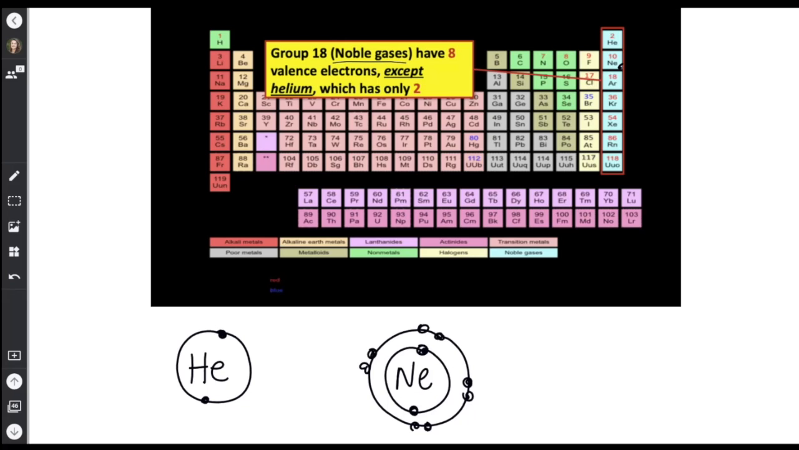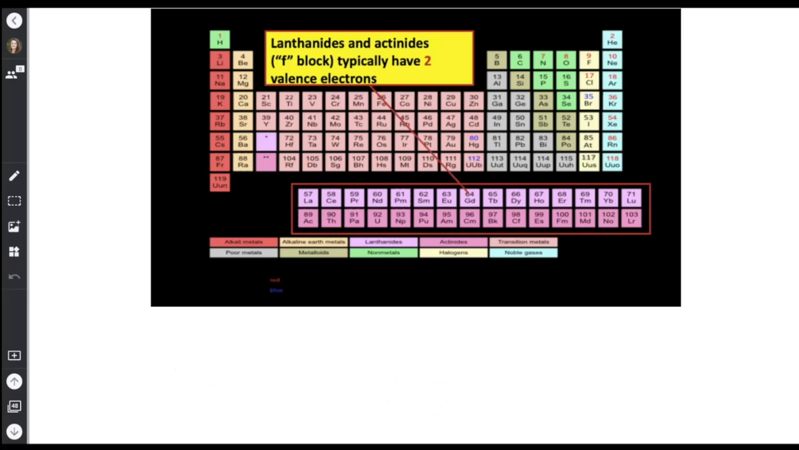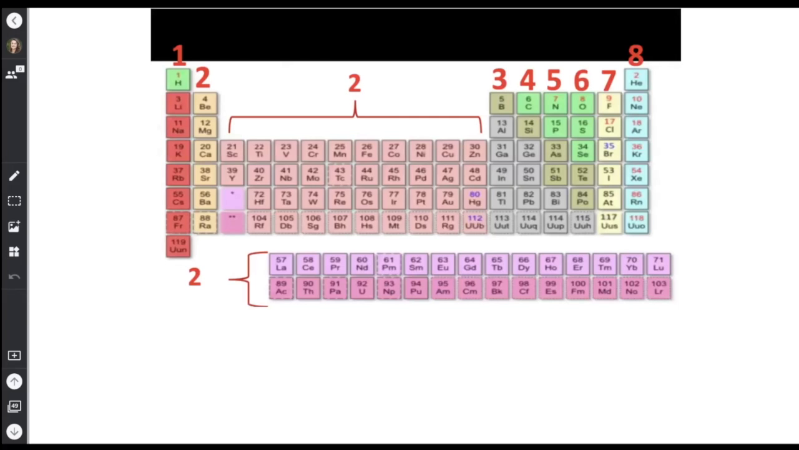All right, so then we looked at the D block, which typically has 2, but it can vary, and then our lanthanides and actinides, which also typically have 2. So here you see that again, and those numbers representing it. And so here you see your A block elements, 1, 2, 3, 4, 5, 6, 7, and 8. That tells you the number of valence electrons. Notice that's group 13, 14. That's the second number in the group number. All right?